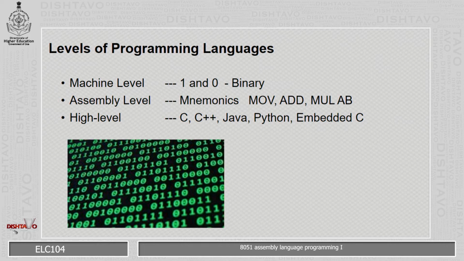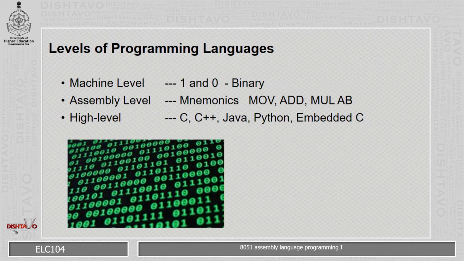One is called machine language or machine level language. It consists only of ones and zeros, that is a binary language which is only understood by the machine. This is the picture which shows the ones and zeros which are actually understood by the machine. Machine, here I am referring to a microcontroller or a microprocessor.